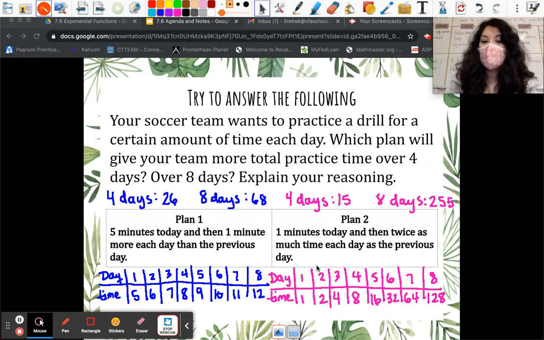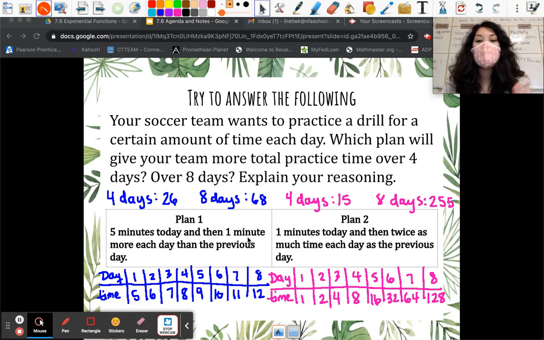For plan two, same idea, but when you want to calculate your practice time, rather than adding the same amount over and over, you're doing twice as much as the previous day. So you're multiplying by two. So 1 times 2 gave me 2, 2 times 2 gave me 4, 4 times 2 gave me 8, so on and so forth. My total when I add up the time for 4 days was 15 minutes, but then over 8 days, it's 255.